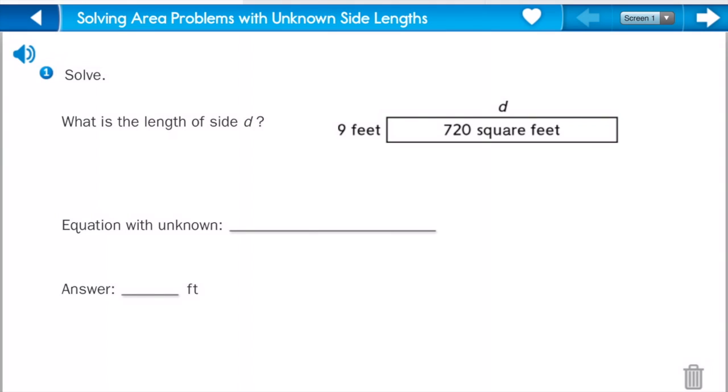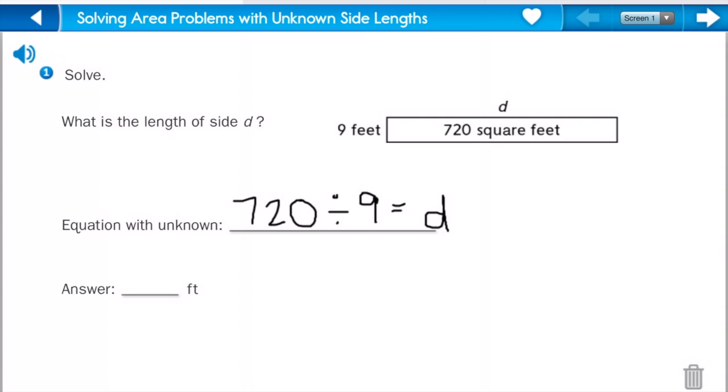So I'm thinking in my head, I know that the inside, what I'm trying to find out, is 720 square feet. And I want to know what one side is. So I'm thinking in my head, I'm going to have to divide to figure out what the other side is. And it's going to equal D. So that's my equation with my unknown.